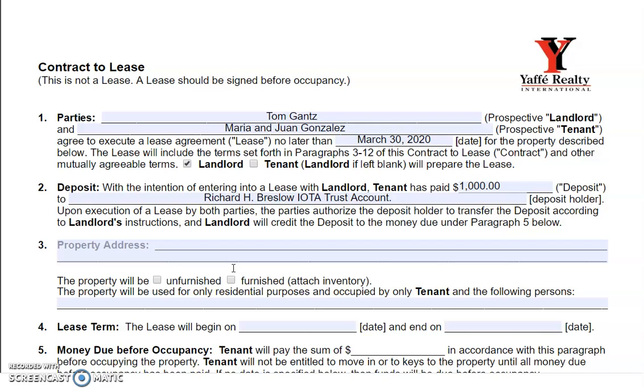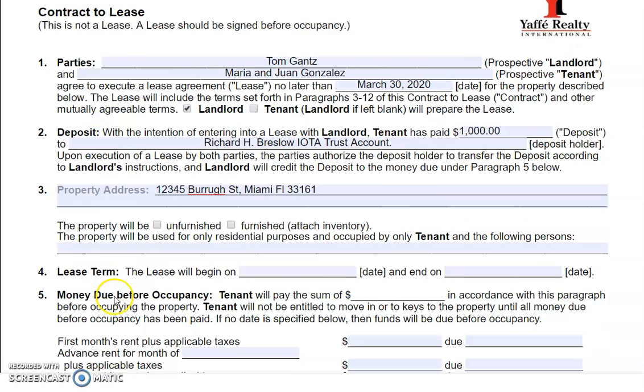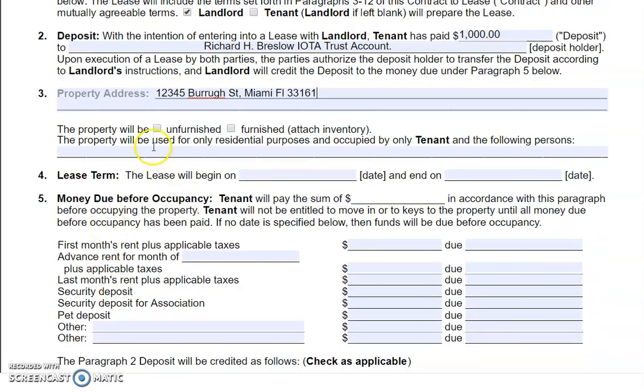Here goes the property address. So let's write an address. The address must be complete. Let's think that the property is unfurnished. If it's furnished, what we have to do is make an inventory, which can be in writing and with photos. Photos are also better, just to check exactly which furnishings we have. But I'm going to put that it is unfurnished.